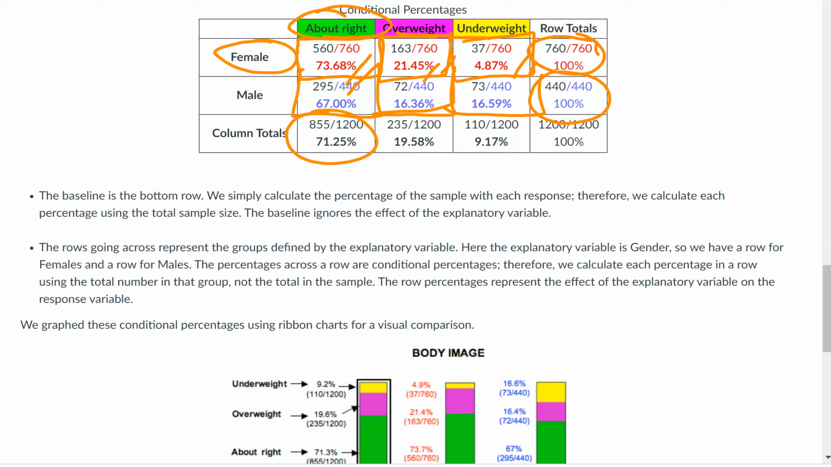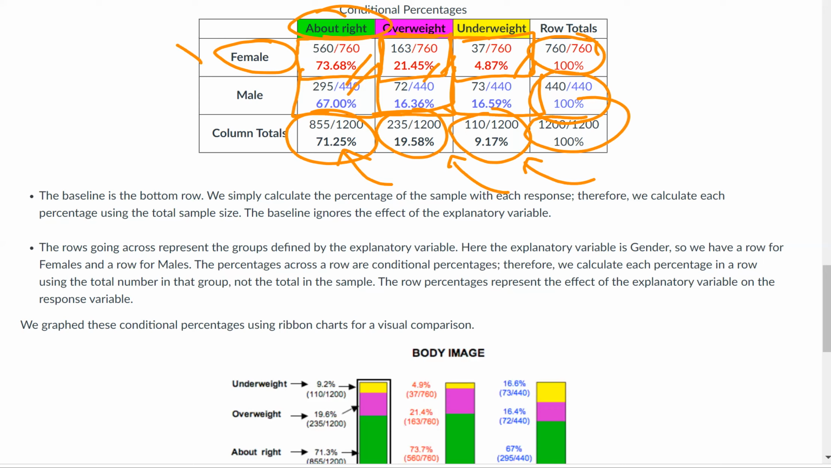So for males and females, 71% thought they were about right for body image. And then about 19.5% thought that they were overweight. And then 9.25, a little less, just over 9% thought they were underweight. And all those should add up to 100.